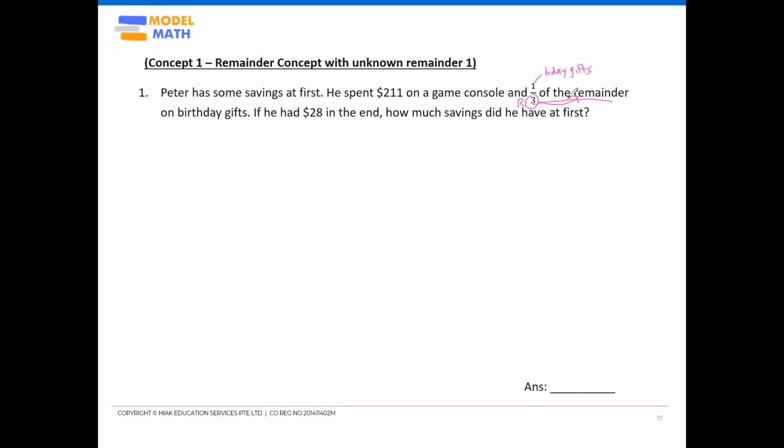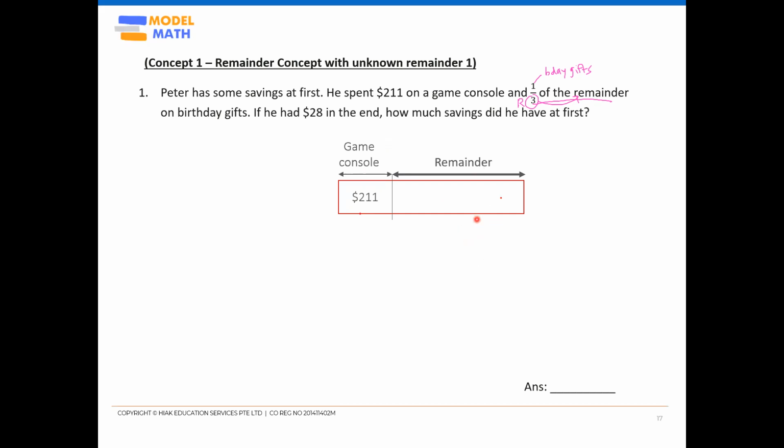All right, so when you have remainder as your 3 units, we don't have the total units. We have to draw a model out for such a question. Okay, so we're going to start off by drawing the total savings at first. This is your total at first. Now he spent $211 on a game console. So this $211 will be part of the total that he spent away. So you can just park it aside. This is your $211. And of course, whatever is left here, you have to identify this as your remainder. Okay, so this is game console and this is the remainder there.